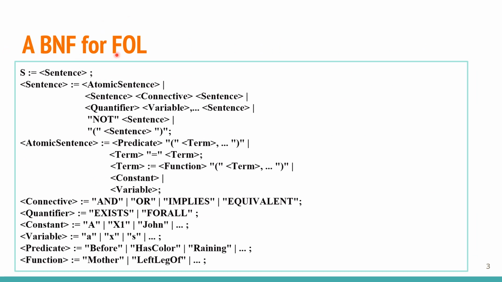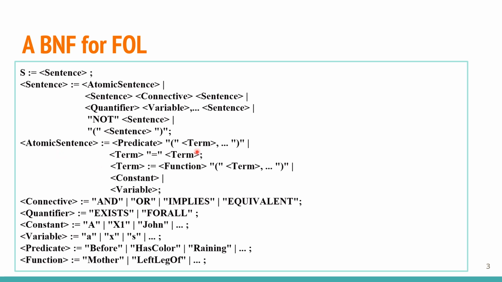And this is the Backus normal form for first order logic. That means the grammatical representation of first order logic. Here everything starts with a sentence. So S is equivalent to sentence, and the sentence may be either an atomic sentence or a complex sentence. If it is a complex sentence, it could be connected by connectives. And if the sentence is represented by quantification, we have to use a variable. In the beginning we represent the quantification, either for all or there exists. And also we can represent negative sentences by using the keyword not.